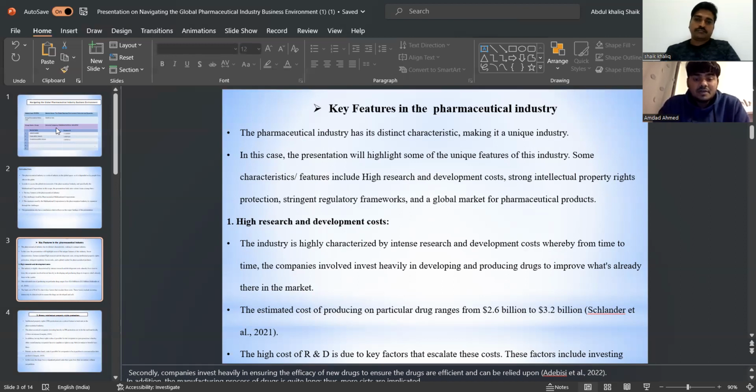High research and development cost. The industry is highly characterized by intense research and development cost, whereby from time to time, the companies involved invest heavily in developing and producing drugs to improve what's already there in the market. The estimated cost of producing one particular drug ranges from $2.6 billion to $3.2 billion. The high cost of R&D is due to key factors that escalate this cost. These factors include investing. Over to the next slide.